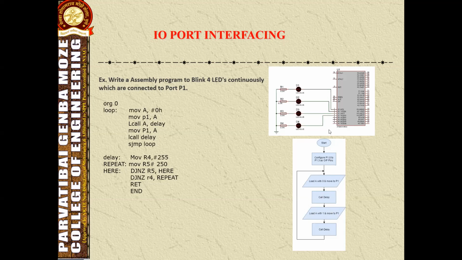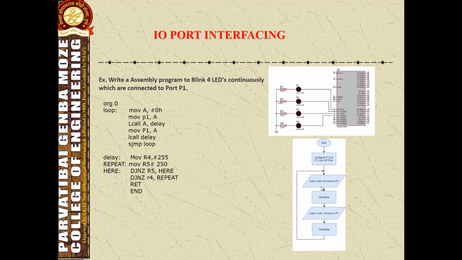The accumulator has the high signal, so we are loading the accumulator to this port. So this port will become high. Then, due to high, this port will provide voltage to this LED. Due to that voltage, all the LEDs will glow. After turning on these LEDs, we have to wait for some time. That's why we are again calling the delay subroutine by using a call instruction.